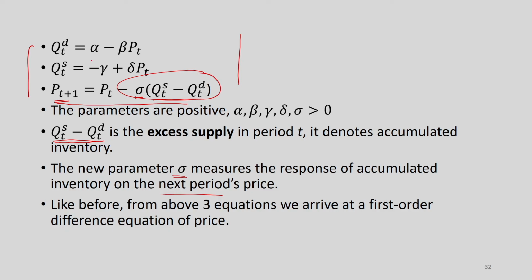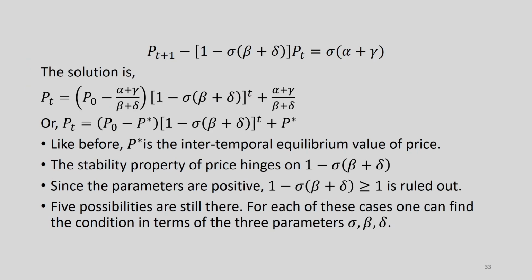So, we are basically substituting the demand function and the supply function here in the P t plus 1 equation, and that will reduce everything to functions of P t only. So, it is a difference equation of first order in P t, P t plus 1 minus 1 minus sigma times beta plus delta multiplied by P t is equal to sigma multiplied by alpha plus gamma. Now, I am not going into the steps of this solution. So, we have to find out the particular integral and the complementary function. The particular integral turns out to be this, like in the cobweb model, alpha plus gamma divided by beta plus delta, and the complementary function is this.